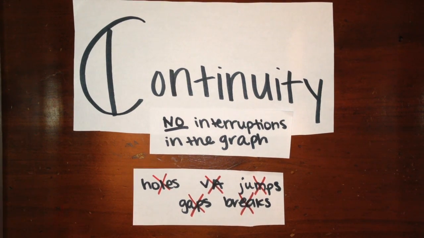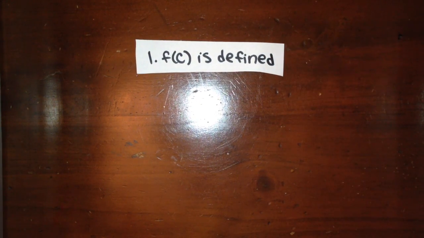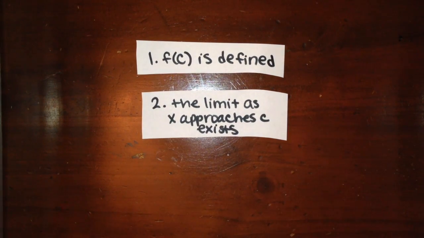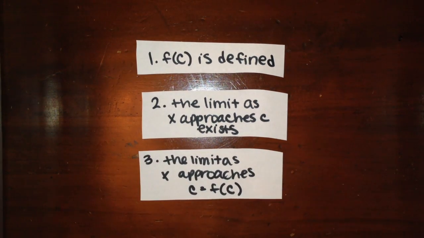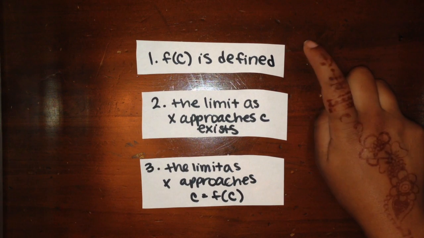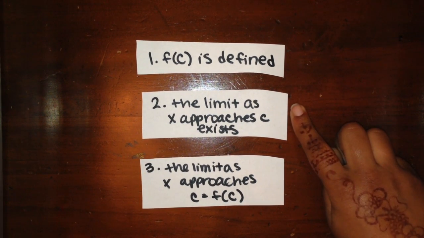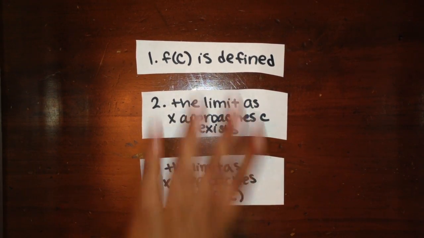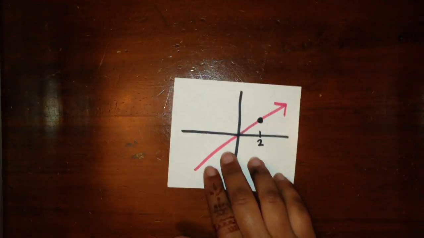In order for a function to be continuous, it has to follow 3 rules. The first rule is that f of c is defined. The second rule is that the limit as x approaches c exists. And the third rule is the limit as x approaches c equals f of c. For the third rule, that means whatever answer you get for number 1 equals whatever answer you get for number 2. This is easier explained with the graph, so let's take a look at this graph here.